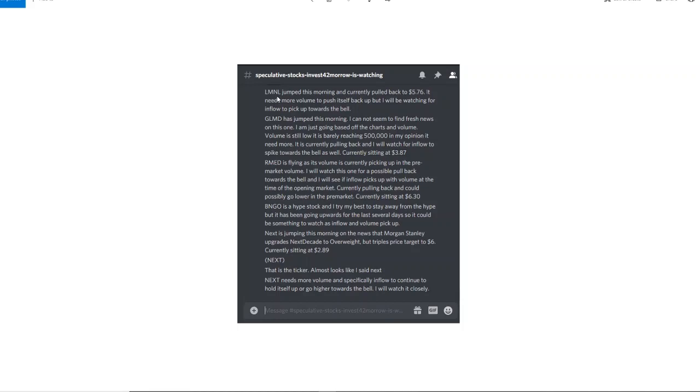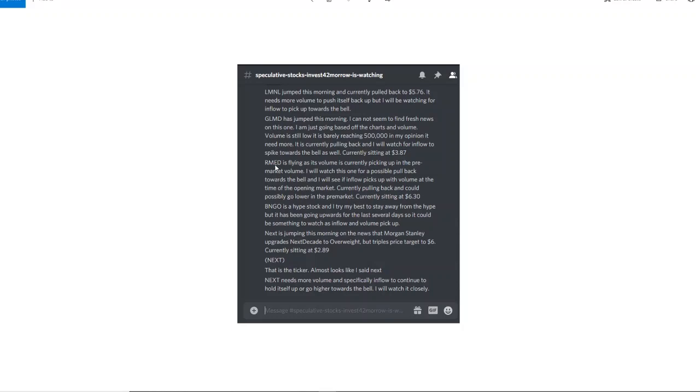So LMNL, we caught this one and it gave us 5 to 10% on the day. GLMD gave us 5 to 10% as well. We caught these early and they gave us really small windows of time to make a decent opportunity, whether it was pre-market or after the pre-market.